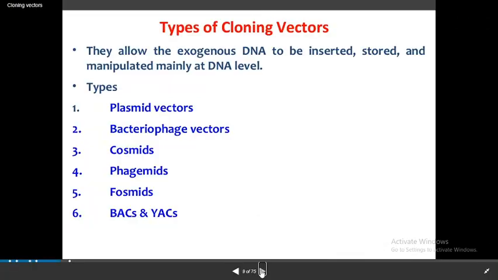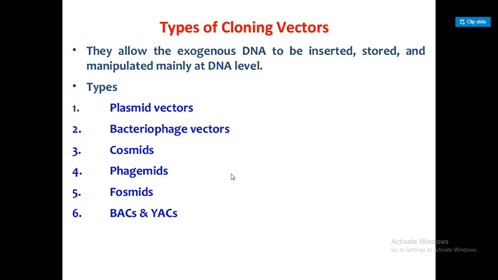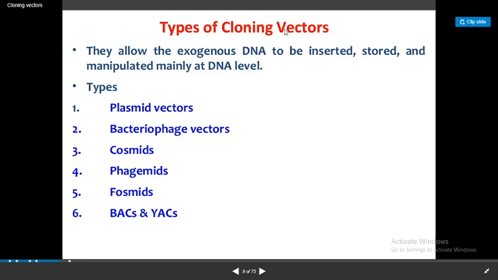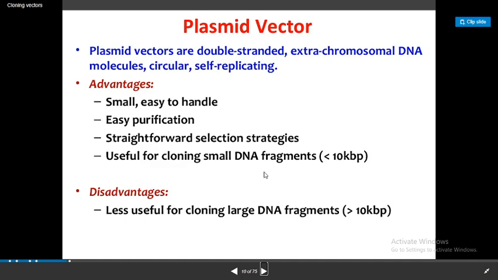Coming to our topic, types of cloning vectors. Why do we need cloning vectors? Because we need to carry the desired or foreign DNA into a particular plasmid, and we need to store it, amplify it or manipulate it. In our syllabus you have to learn plasmid vectors, bacteriophage vectors, and phage mix. All these points you have to study.